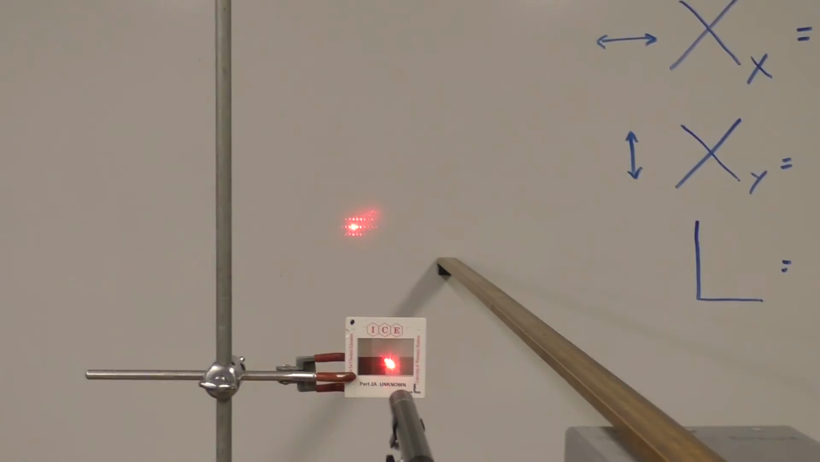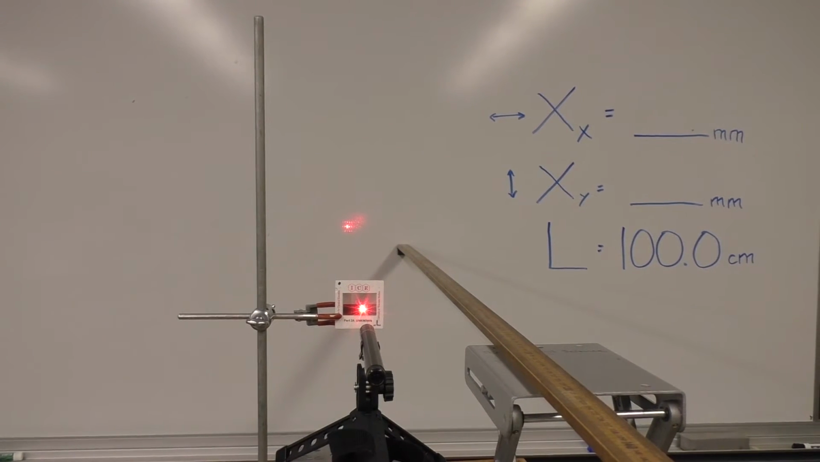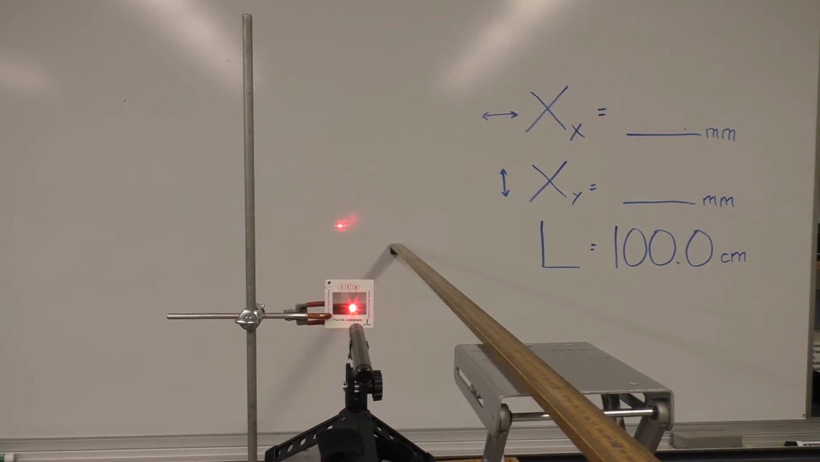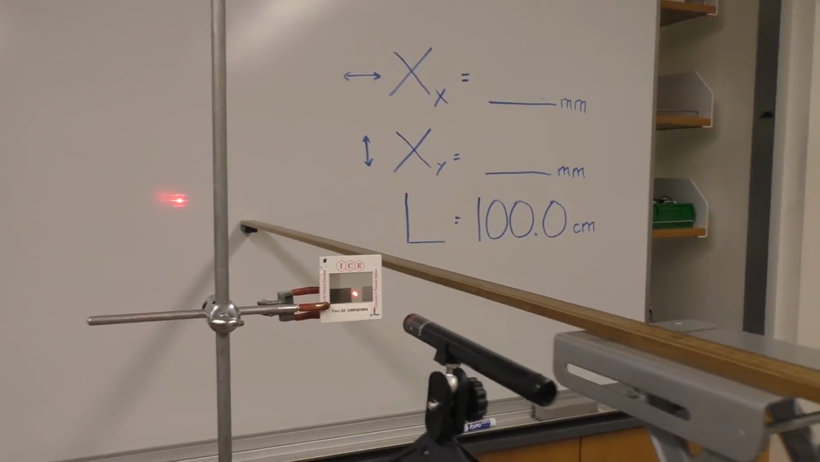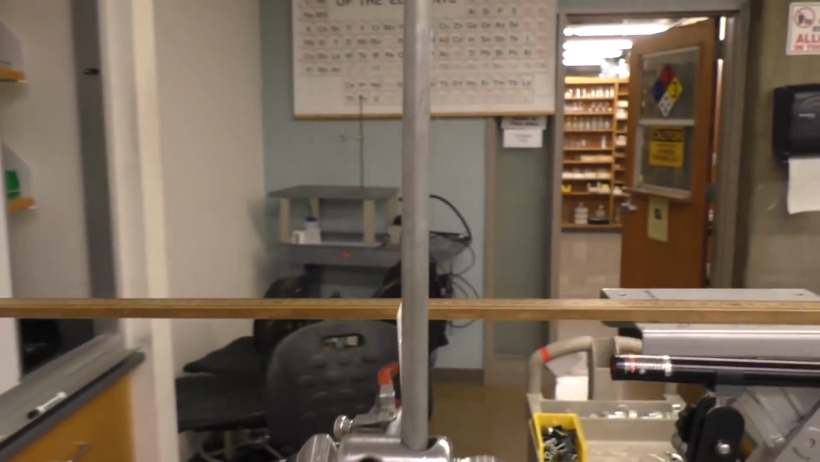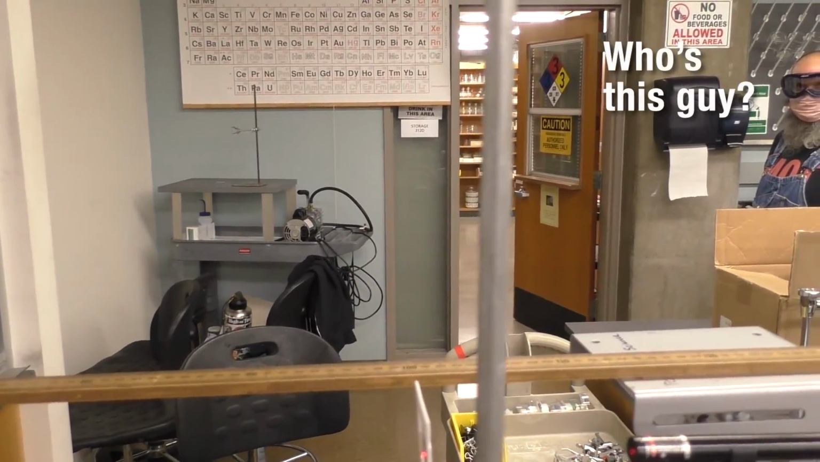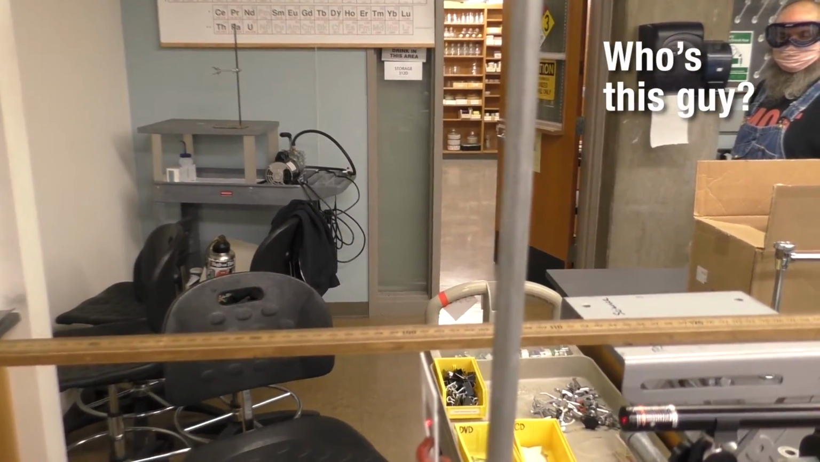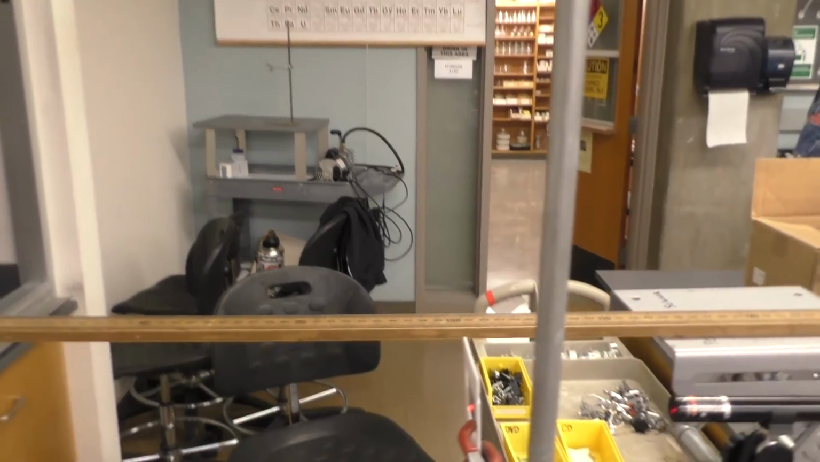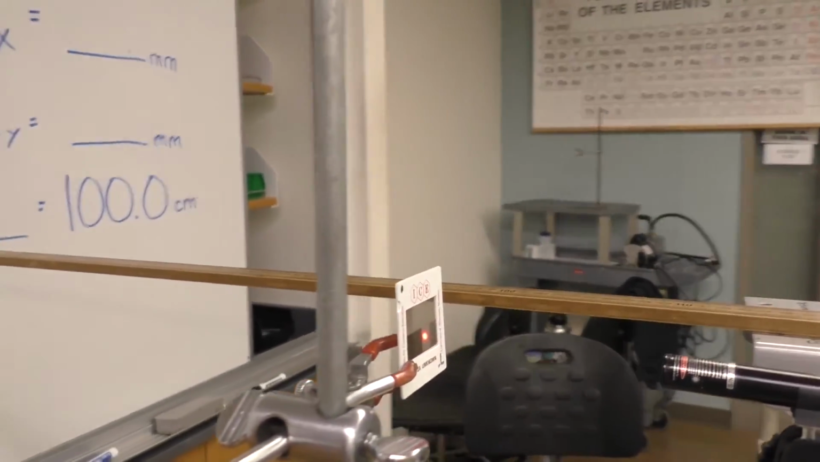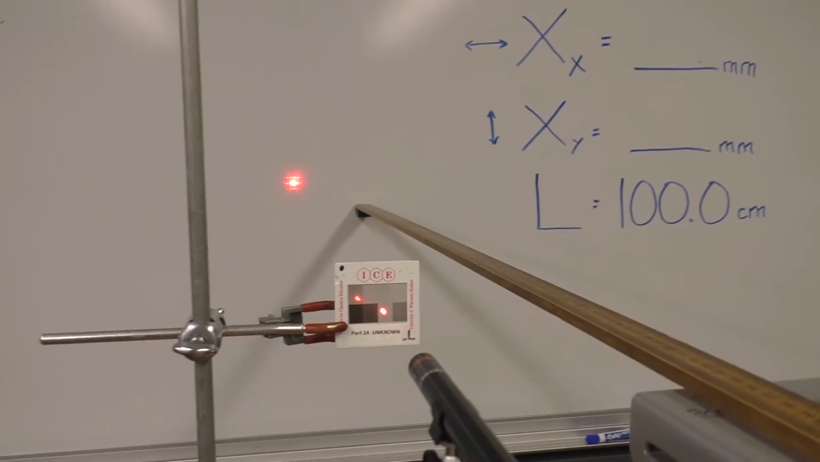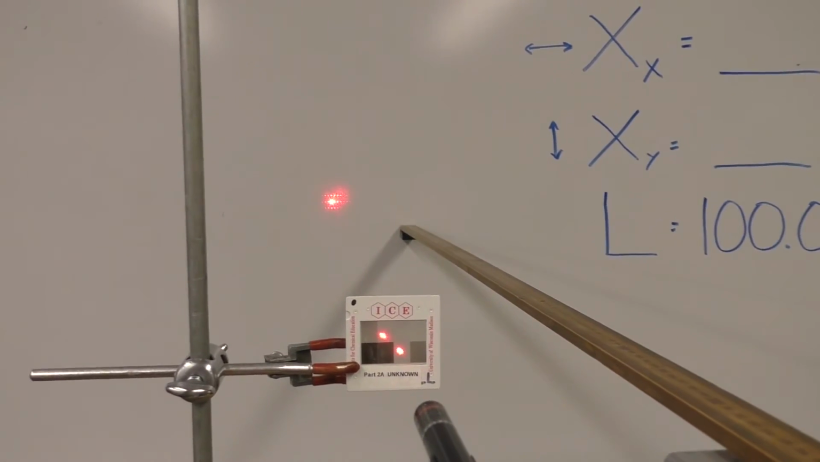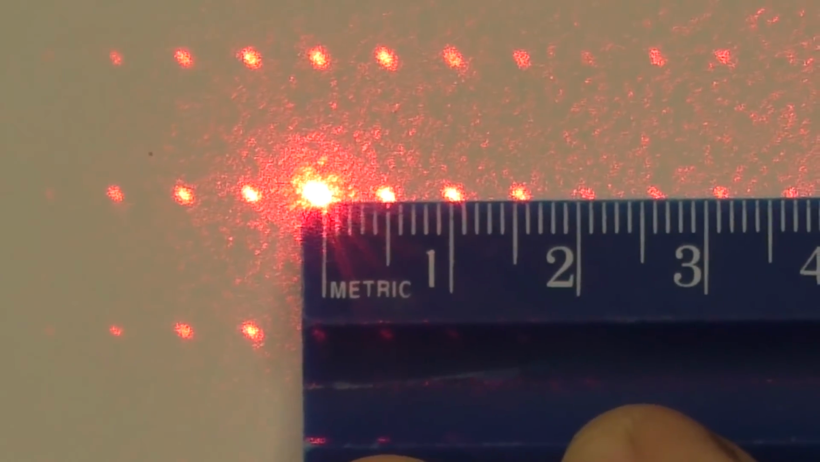The other piece of data that we have here for you is the distance from the slide to the screen, and that's 100.0 centimeters. I'll just pan around. You can see, hopefully, that we're set up at 100 centimeters there on that meter stick. All right, so what we'll do is hold a ruler up and zoom in on the pattern, and then you have to record the distances. So let's take that measurement.